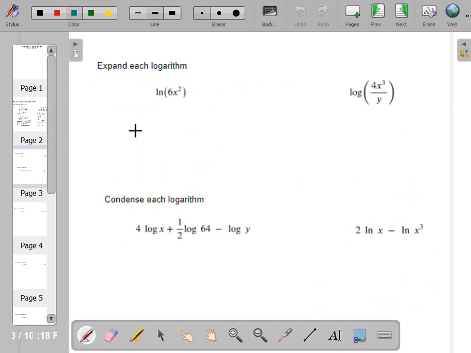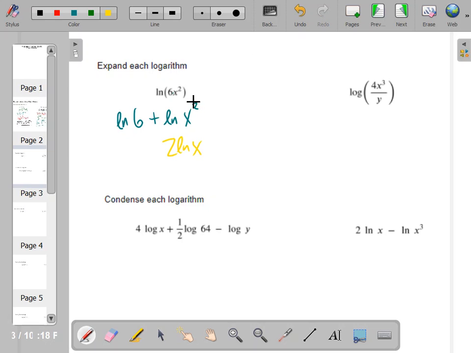Next up, expand logarithms. So the big thing here is you have multiplication. So multiplication expands into addition. So when you had one log, now we're going to write this as plus another log of x squared. So 6 times x squared gets split into addition. Now the other rule that we need to use for this problem is the exponents. That power can come out.